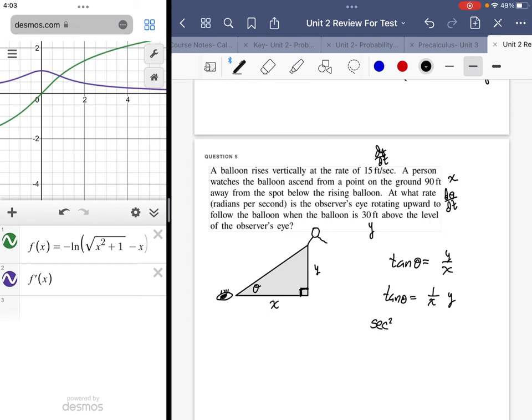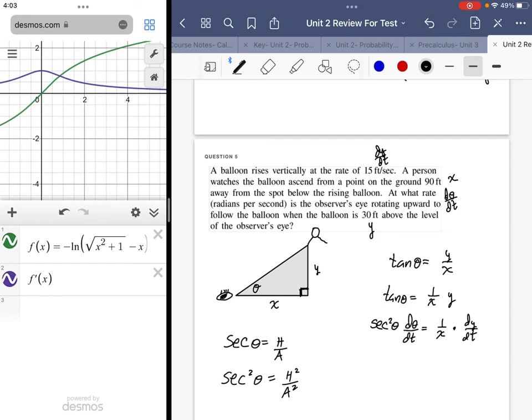Differentiating this, I'd get secant squared theta d theta dt is equal to 1 over x, because x is treated as constant here, times the derivative of y with respect to time, dy dt. All right. So I can start making my substitutions, but secant of theta is hypotenuse over adjacent. So secant squared theta would be hypotenuse squared over adjacent squared. All right. So I need the hypotenuse.